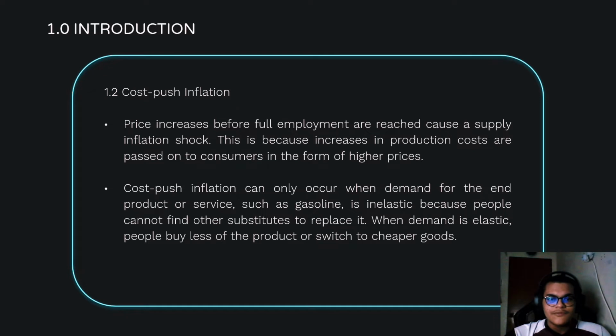Price increases before full employment is reached cause a supply inflation shock. This is because increases in production costs are passed on to consumers in the form of higher prices. Cost push inflation can only occur when demand for the end product or service, such as gasoline, is inelastic because people cannot find other substitutes to replace it. When demand is elastic, people buy less of the product or switch to cheaper goods.